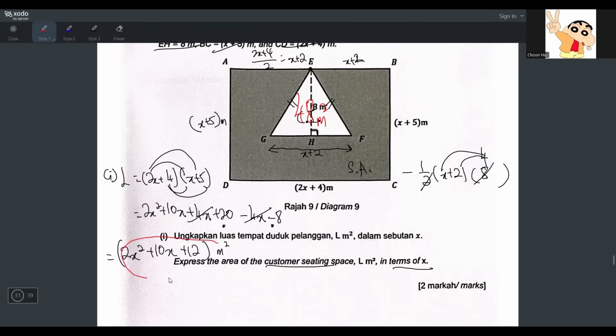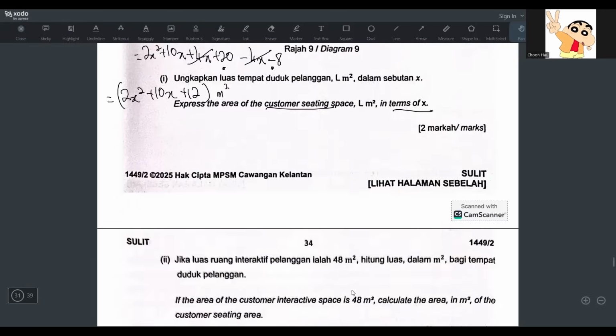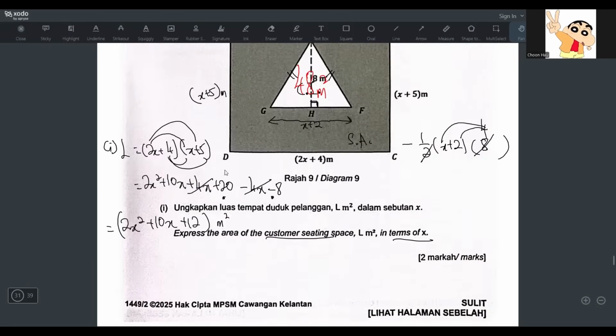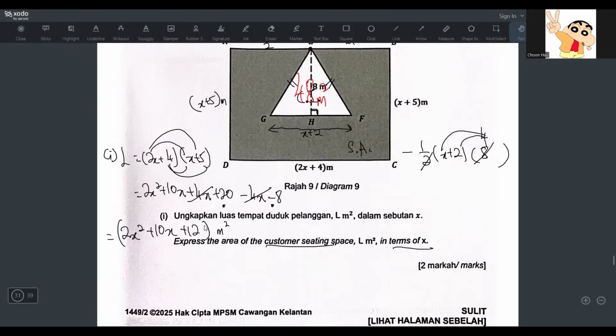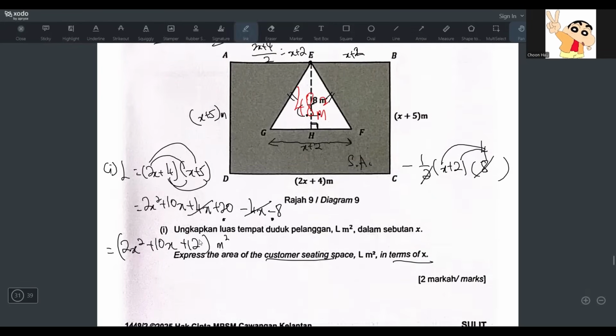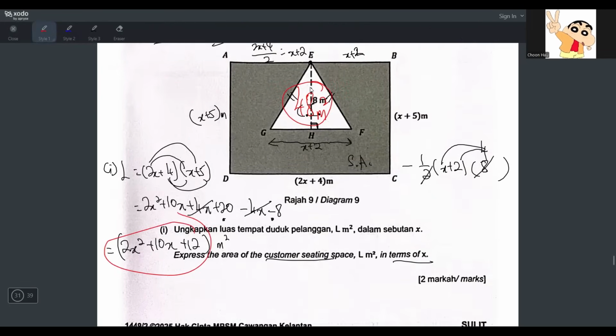Okay, I want to ask you all. Can I take this equals to 48? Yes or no? The answer is no. Why no? Because this is the area of sitting area. 48 is the area of customer interactive. Okay, customer interactive space. That's why they are not the same, right? But we can say this one plus this one equals to the area of rectangle, because this is the area of shaded region, and then 48 is the triangle. So if you plus these two, it will be the area of rectangle lah.